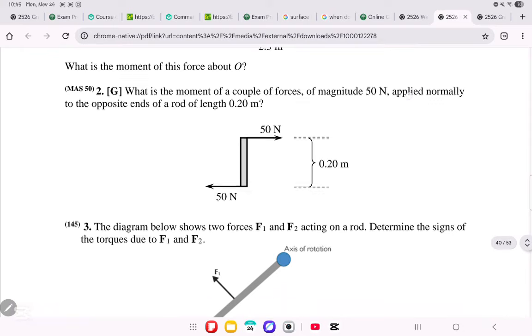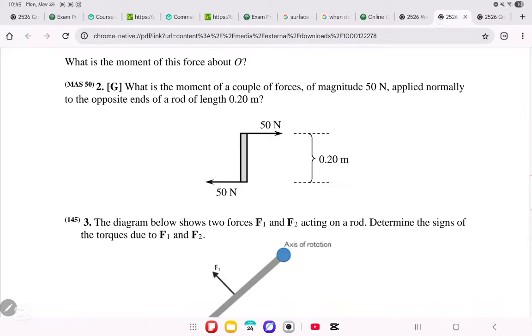We go to the next question, question number 2. What is the moment of a couple of forces of magnitude 50 Newton applied normally to the opposite ends of a rod of length 0.20 meters? What do we need to do in this scenario? We have a couple of forces, so they didn't give us the direction, they didn't give us the convention, so we don't need to do plus and minus in this scenario, right? So you can choose either one, either here or here to be the center of rotation. For example, I chose there to be the center of rotation, right?